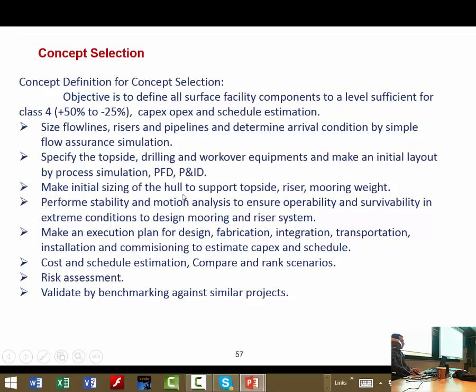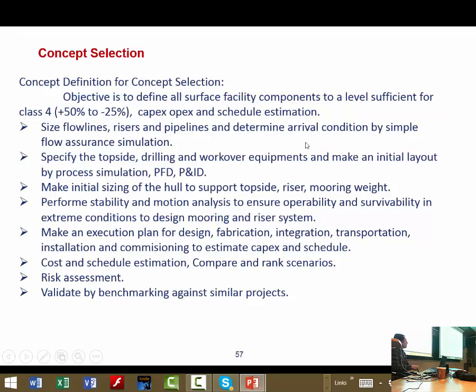And make an initial sizing of the hull to support the topside, riser, and mooring weight. For example, 3 years ago, Shell contacted us for this Penguins field for the concept selection phase. At that time, they just gave us some information sufficient for this level. But after the concept was finalized, now we get into the concept definition phase. We make a more accurate design and a much more accurate cost estimation.